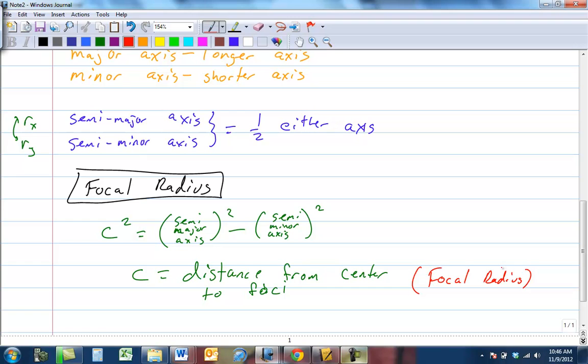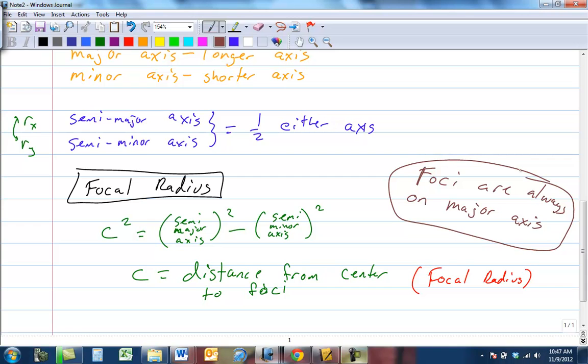Now, another thing to note is this: there are always going to be two foci for ellipses. The foci are always on the major axis. Smith, you just talked for 10 minutes and I don't know what you just said. All right, we're going to do one example and then we'll do a ton more in class.